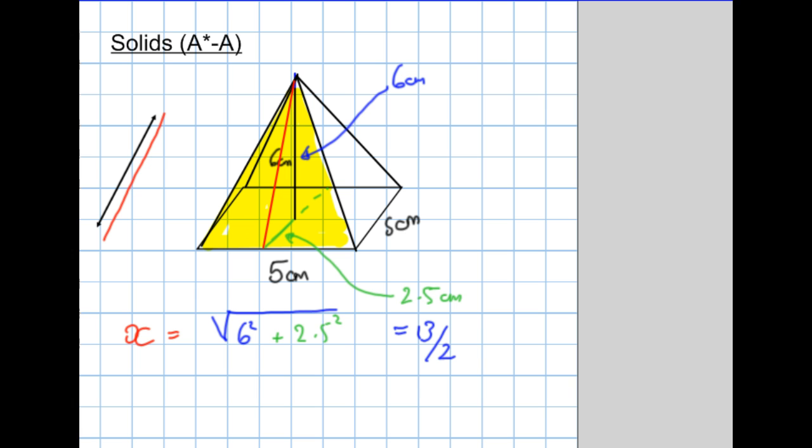Now, I've not quite finished, but I've probably picked up quite a few marks here. Method I've employed, and accuracy mark as well. Now, let's work out the area of the yellow triangle.